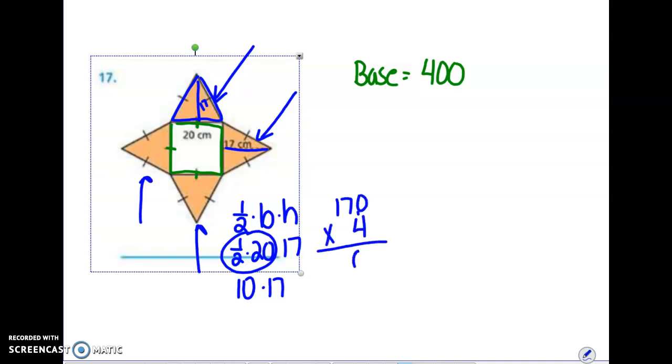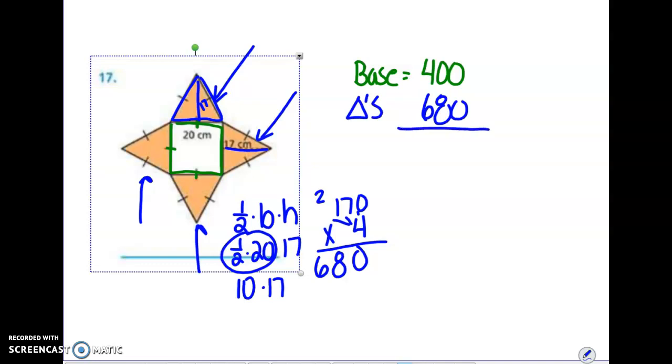So 4 times 0 is 0. 4 times 7 is 28. I'm going to carry my 2. 4 times 1 is 4, plus 2 is 6. So it's 680. So my triangles have a combined area of 680.